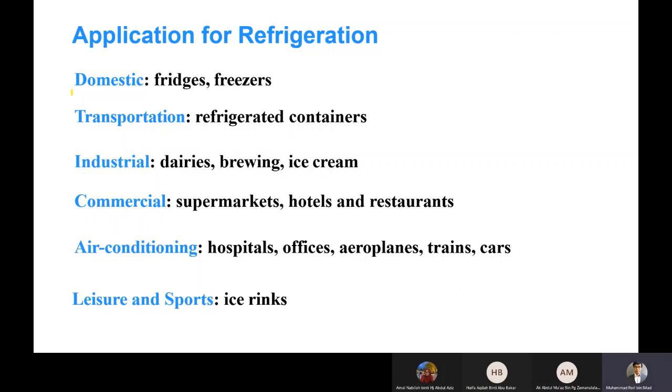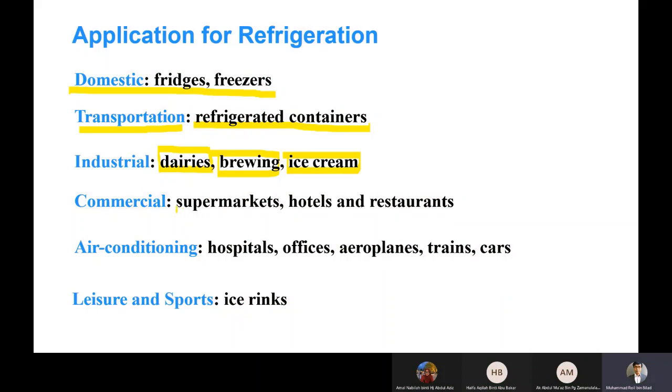Domestic, in your home, you get fridges and freezers. The fridge is the one in the middle and down. The freezer is the one normally at the top, to make ice. In transportation, this is to transport food, frozen food, which uses refrigeration. In industrial, we need to sterilize your milk, this is in Europe, and brewing. You make ice cream, all needing temperatures below 0 degrees Celsius.